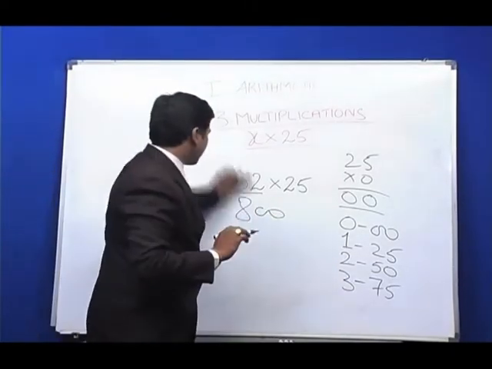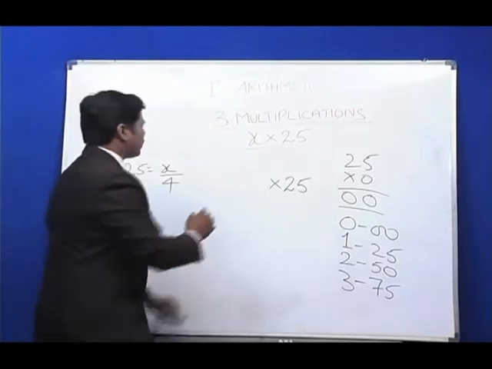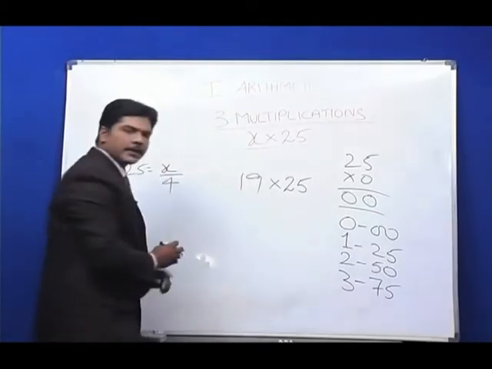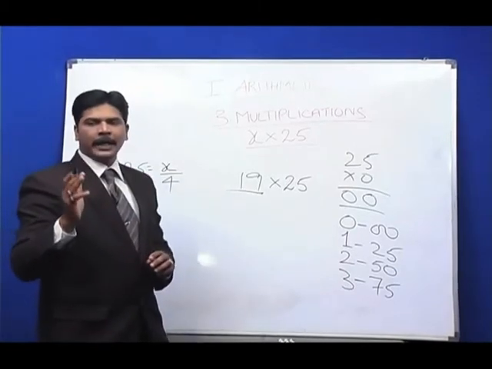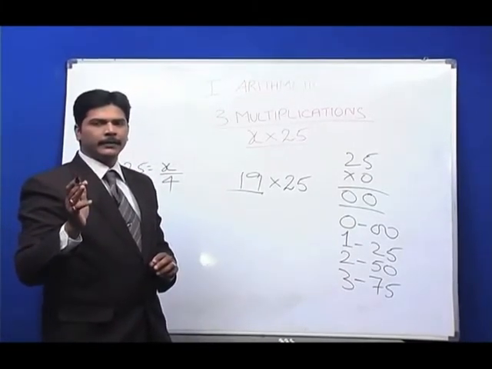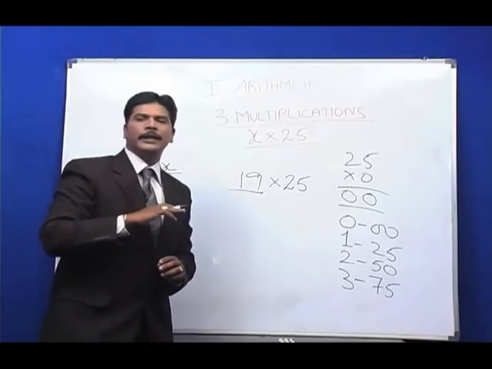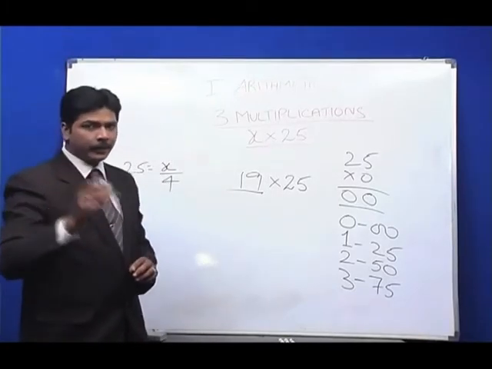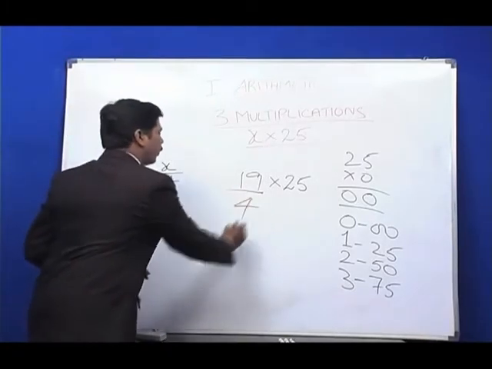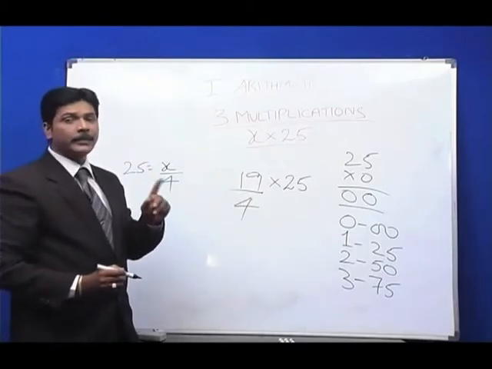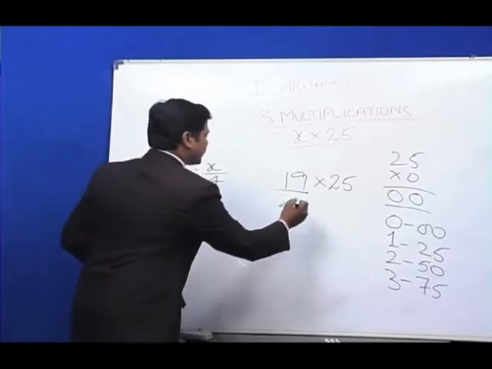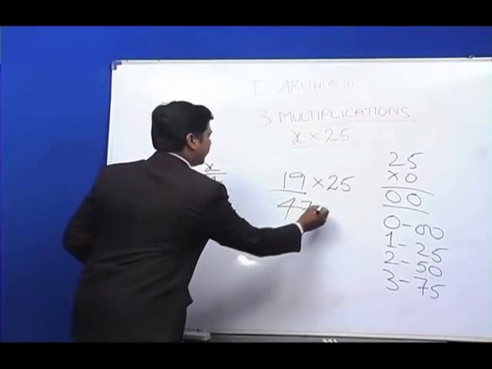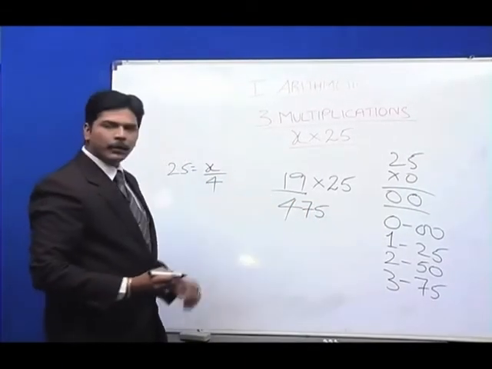Let's postulate one more example. How much is 19 times 25? Now underline 19. How many times does 4 go in 19? Well, 4 doesn't go in 19 exactly, but nearly it goes. 4 fours are 16, with a remainder of 3. So the remainder is 3, the answer ends in 75. So when you multiply 19 times 25, you get 475.